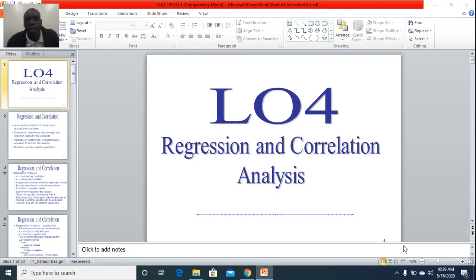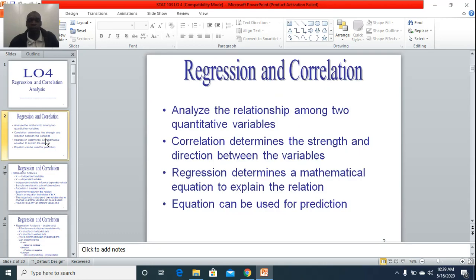Regression and correlation analysis. Learning outcome number 4. Our objectives are to analyze the relationships between two variables, let's say x and y, or any other variables that we may have. We want to analyze: do we have a relationship, and if we do, which direction is it, positive or negative? And we may want to find the regression equation, which we can use to predict. So those are the objectives.